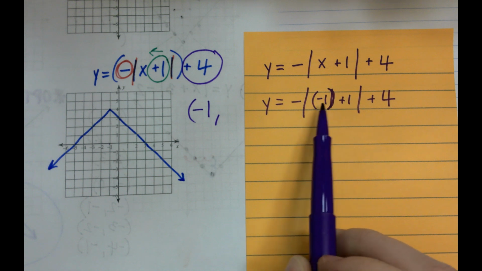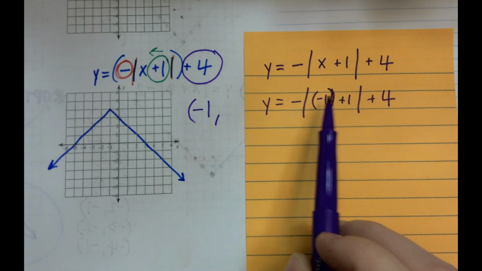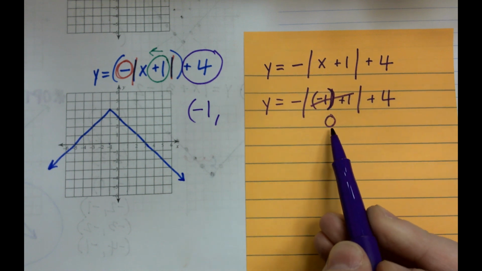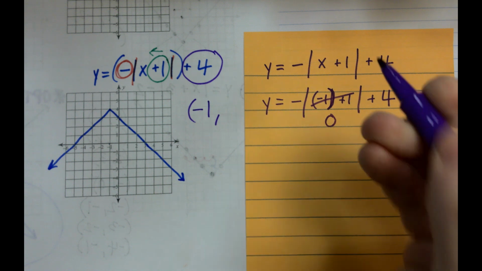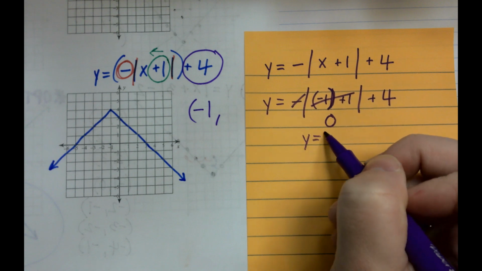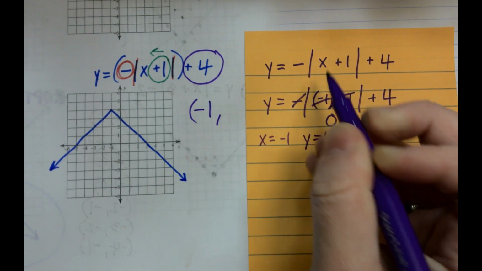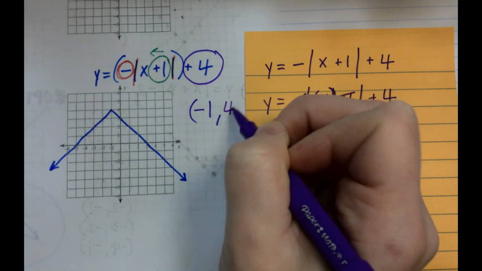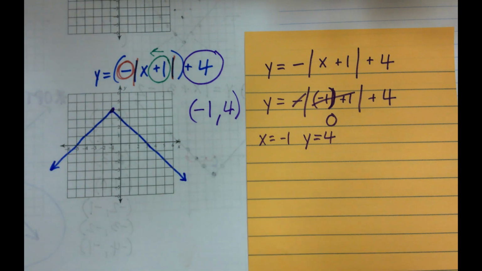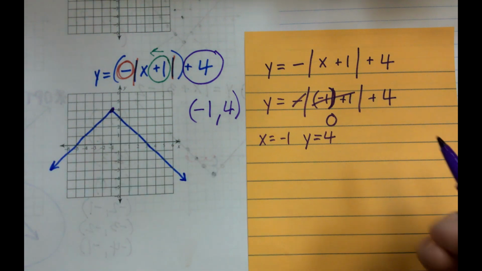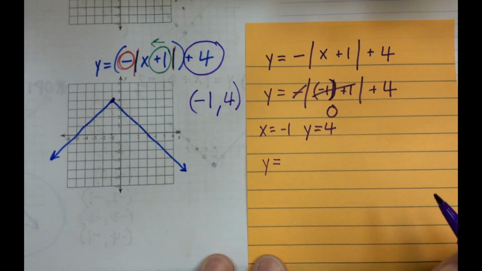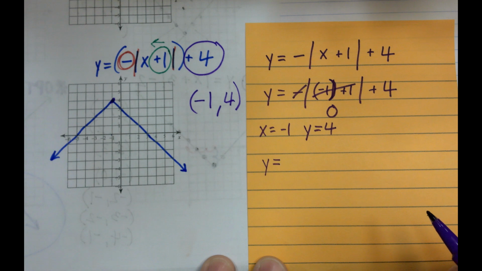So we do what's inside the absolute value first. What's -1 plus 1? 0. And the negative just means nothing. -0 is 0. And then 0 plus 4 is 4. So when x is -1, y is 4. And look here, we go over -1, we do go up 4. I don't know how to do it that way. My brain kept wanting to take the two negatives and make it a positive.